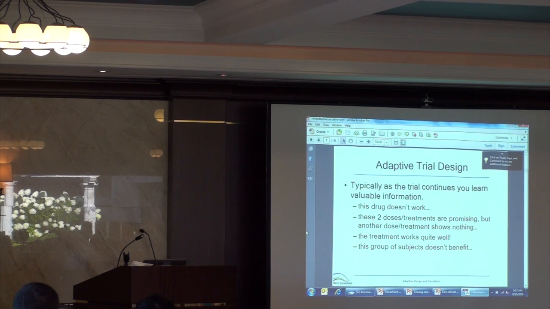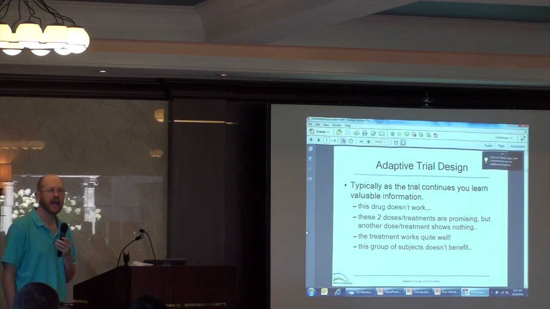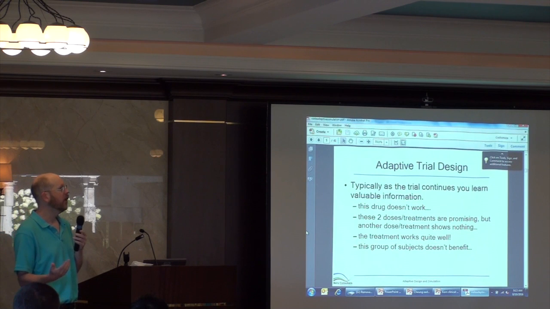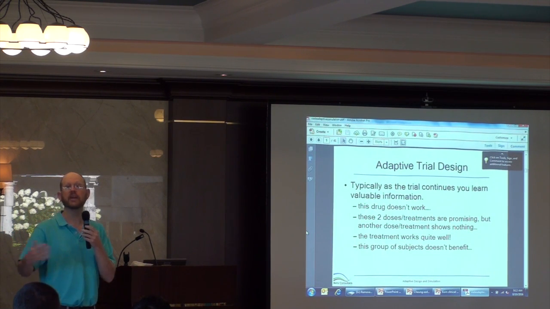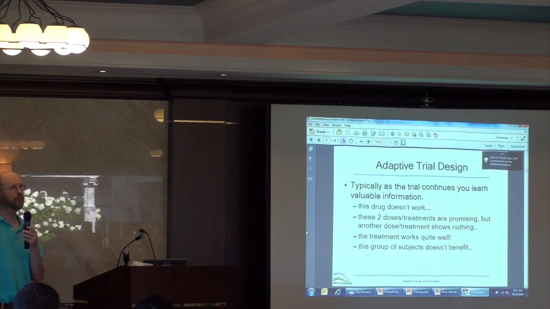You could also learn that a particular group of subjects doesn't benefit. So we do lots of trials in stroke or traumatic brain injury, and it's important that patients in certain windows of time benefit from the treatment more than others, or that patients with certain severity of disease benefit more than others. You may find out that, okay, this group of patients, the treatment doesn't do anything for them, but another group of patients, the thing may be still promising. It may be valuable to try to focus your research budget.